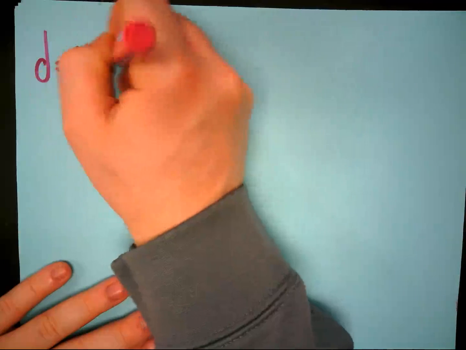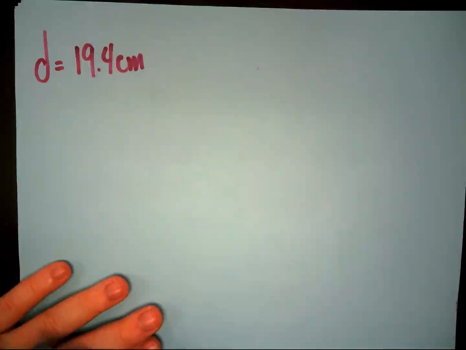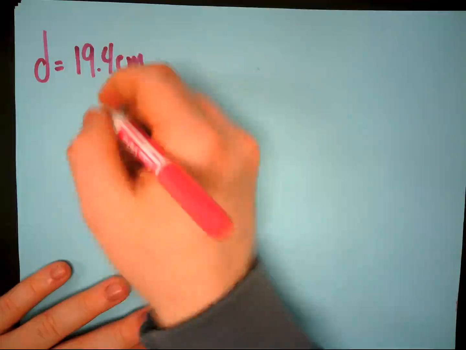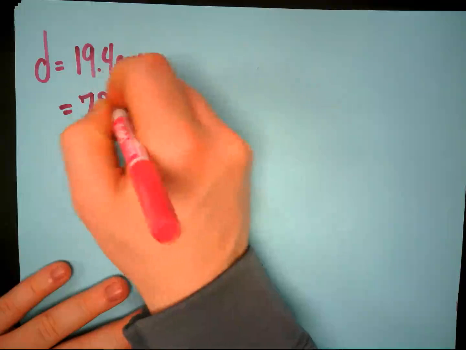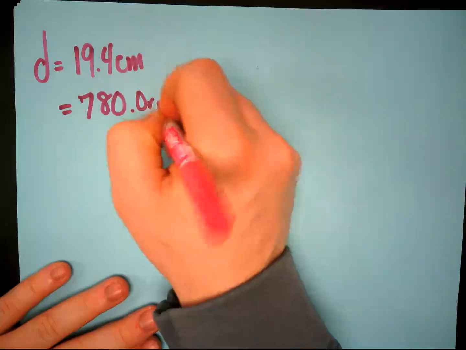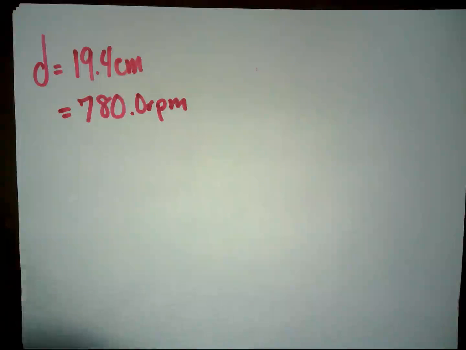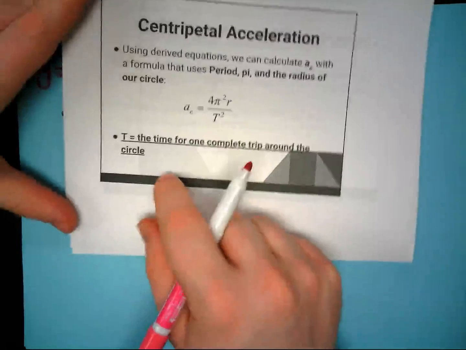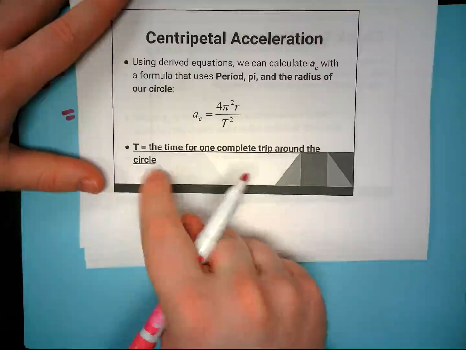Okay, so let's list out the variables that we have here. We have a diameter of 19.4 centimeters, which is going to have to change, and it's rotating at 780 RPM. Now, let's take a second to think about this. Let's go back and take a look at period, and see if this is the one we have to use here.